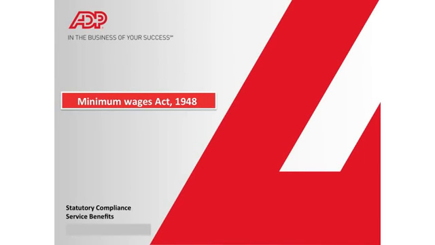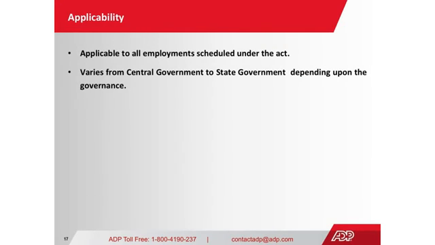We move on to minimum wages. It is also applicable to all establishments but scheduled under the act. This varies from central government to state government depending on the governance. Establishments that are centrally to be covered, like banks, petroleum industries, etc., will have to follow the minimum wages as per the central government guidance. Any other establishment which is not covered under the central government will be covered by the respective states.